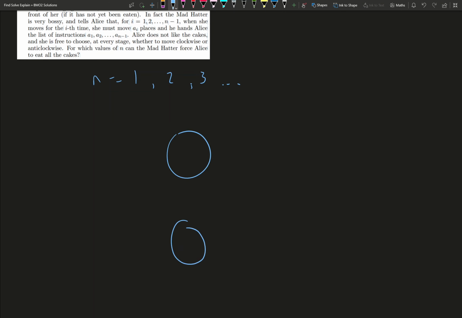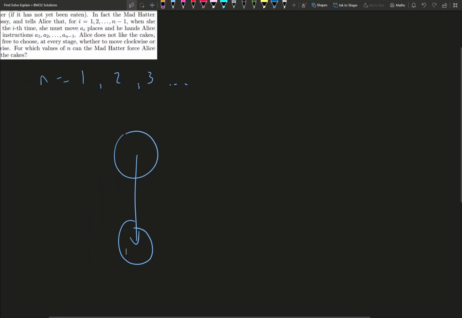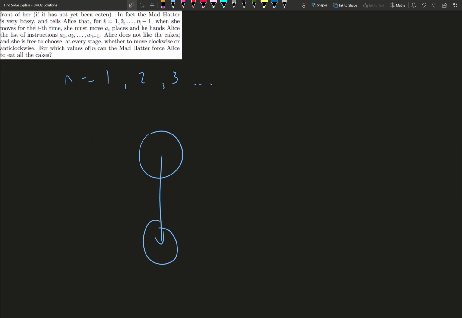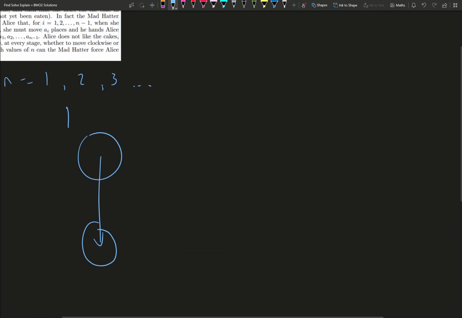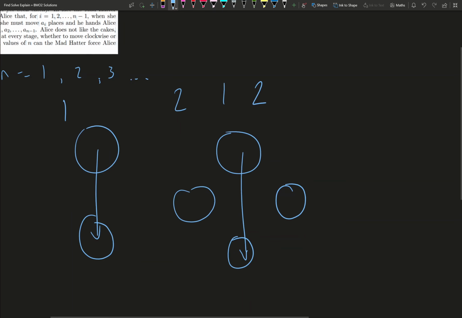Here we just go to the opposite one. So what the Mad Hatter gives to Alice is 1. For the solution to 4, we go to the opposite one. Then we shift 1 to the 2. Then we shift 1. Then we go to the opposite again.